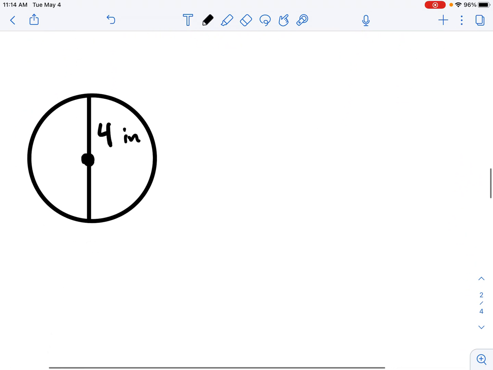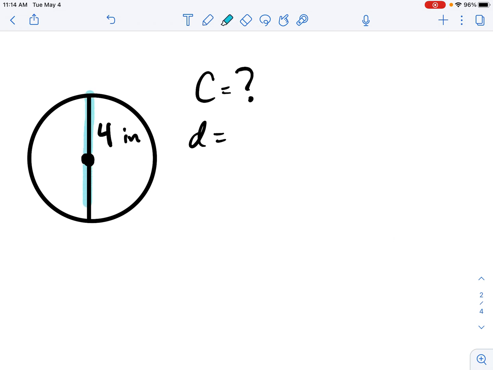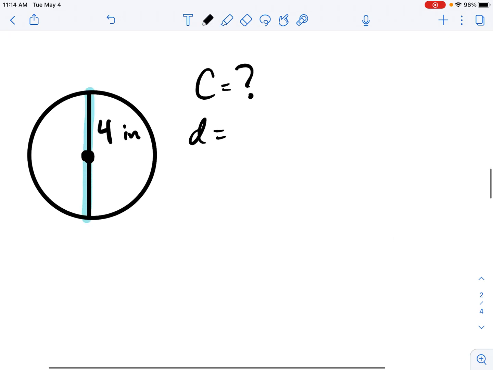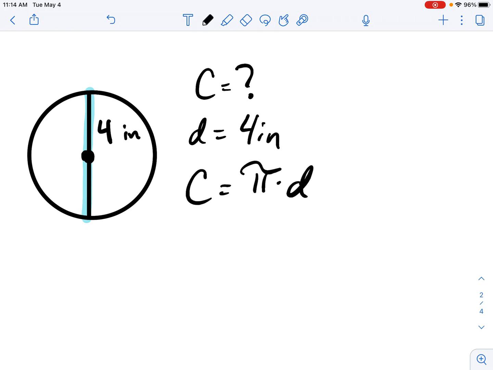So here's one problem, and we want to find the circumference equals question mark, right? First ask yourself, did they give you the radius or the diameter? And here you can see they gave us the diameter, because the line goes all the way across the circle. And the diameter is 4 inches. So we know that the circumference is going to equal pi times the diameter. So circumference is going to equal pi times 4.